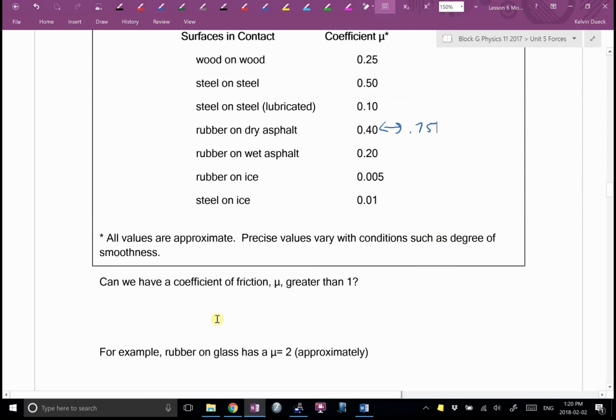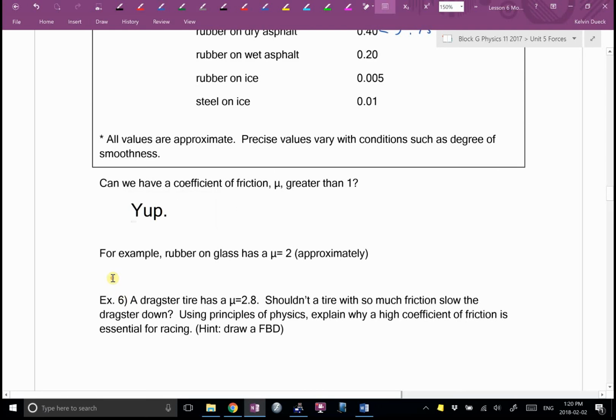Can we have a coefficient of friction bigger than 1? Yep. Rubber on glass has a mu of about 2, approximately. I told you earlier in class, dragster tires have coefficients of friction bigger than 1. Oh, yeah, there we go. We'll continue with that next class.